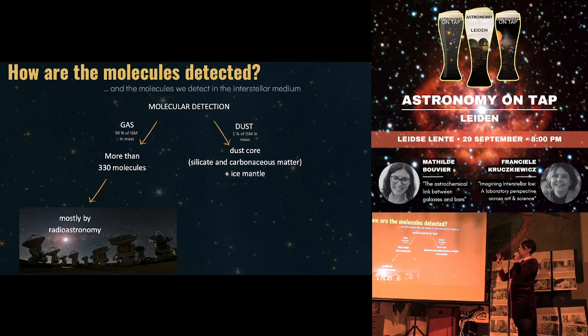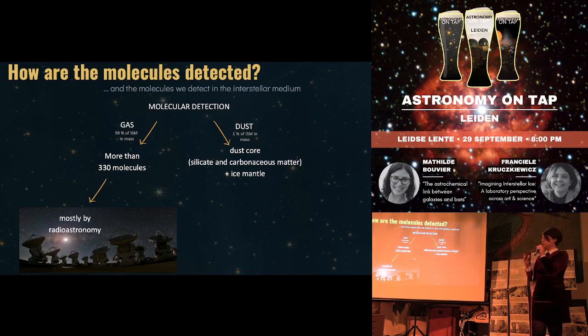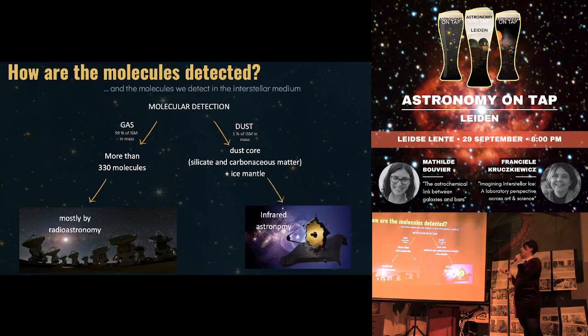So the solid part is composed of silicates, so more like a mineral part, which is similar to, let's say, sand on Earth. And then this material, this dust, is also covered in ices, which is the part that I'm most interested in. And this dust and the ice mantle is detected by infrared astronomy, but it's much harder to detect these molecules in the solid state than in the gas phase. So just as a comparison, about 300 molecules have been detected in the gas phase, and less than 20 in the solid state.